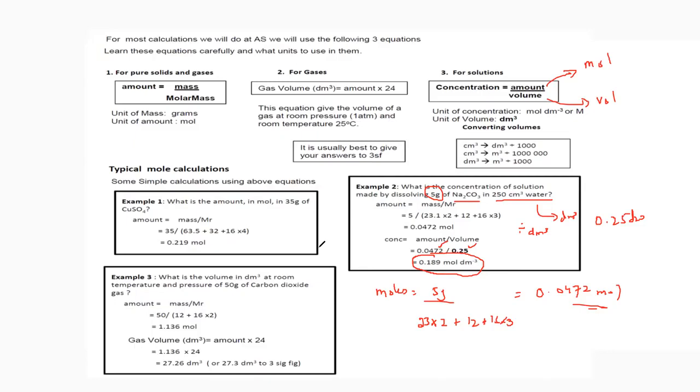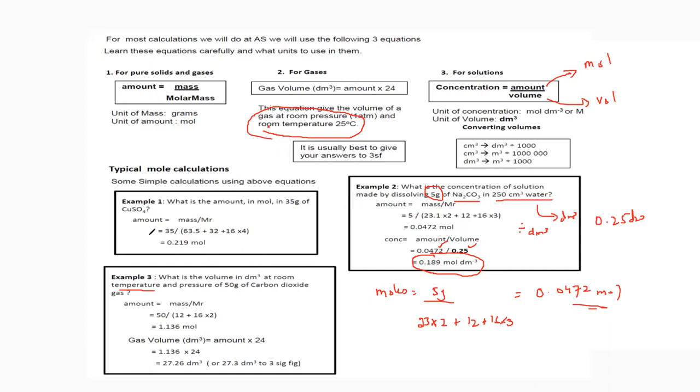And about the third one, what is the volume in dm cube at room temperature? Room temperature is considered as 25 degrees, because if the question specifies room temperature, you consider that as 25. Otherwise, if the temperature is not 25, then you cannot use this formula. Then we use another formula that we'll discuss later in the class.